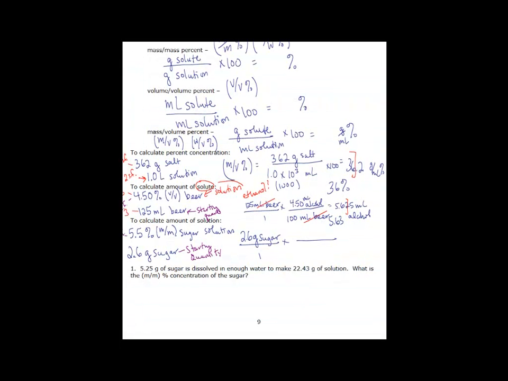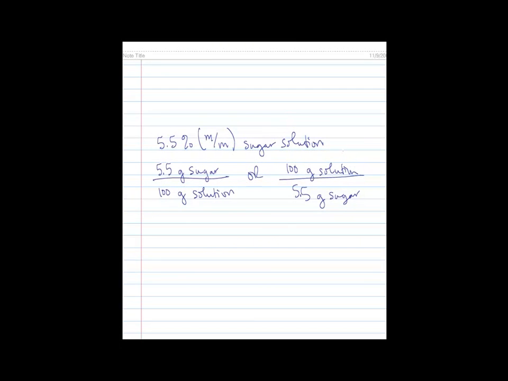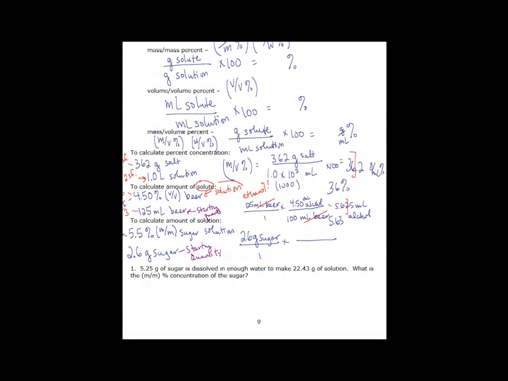And if we flip back, we need the grams of sugar to be on the bottom. So we're going to use this conversion factor. So I'll have 5.5 grams of sugar on the bottom, 100 grams of solution on top. So grams of sugar cancels out, leaving me with grams of solution. So 2.6 divided by 5.5 times 100. I end up with 47.27 repeating grams of solution.